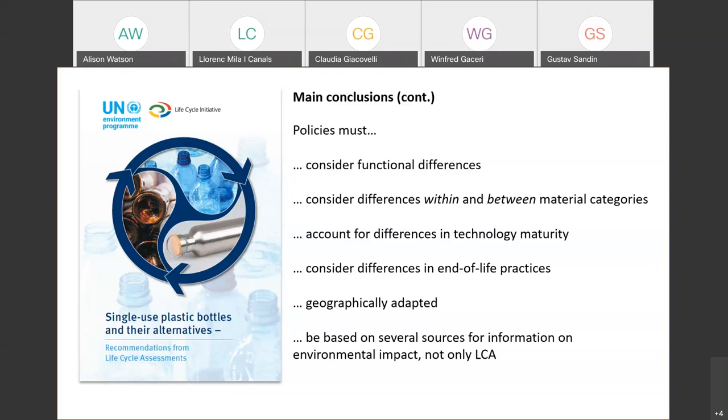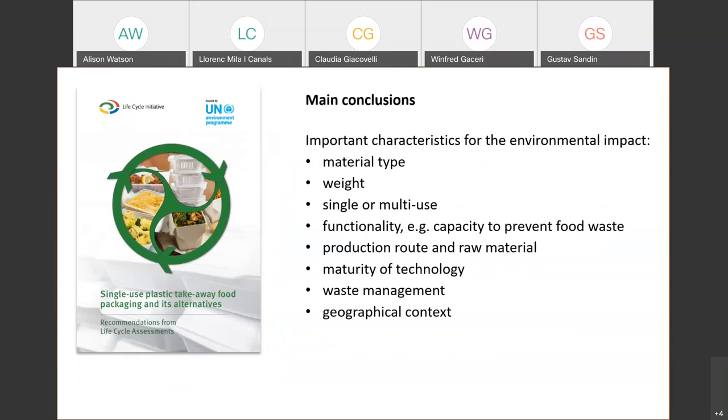Let's move on to the final report on single-use plastic takeaway food packaging and its alternatives. Important characteristics for the environmental impact are material type. For example, single-use polystyrene or paper packaging was shown in these studies to often have better environmental performance than single-use PET, PLA, or aluminium packaging. And PLA is generally a better option than PET. So there are some preferable materials in general. Please read more about this in the report.